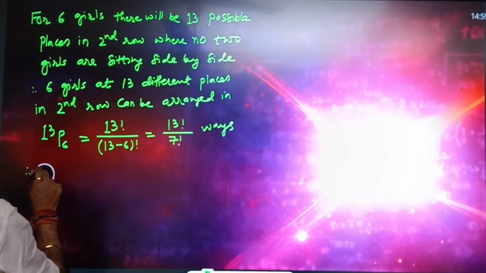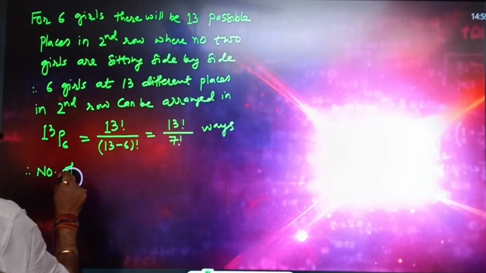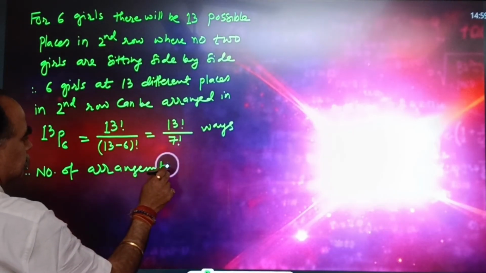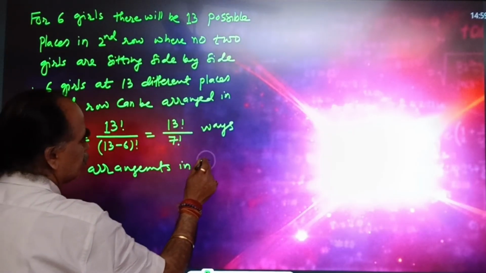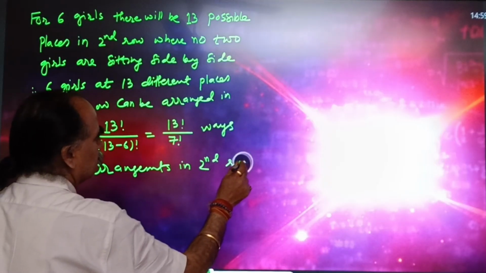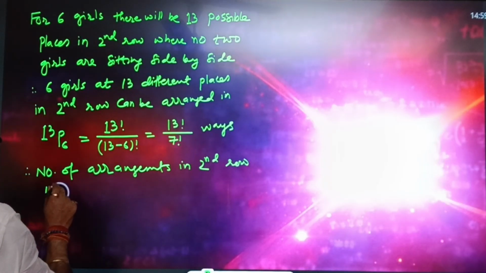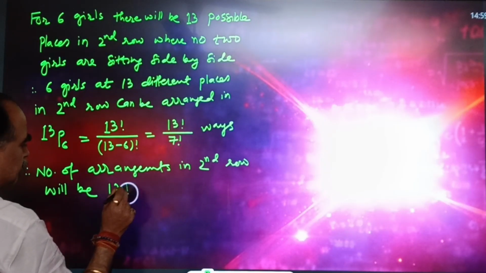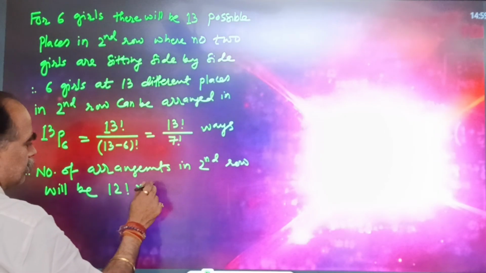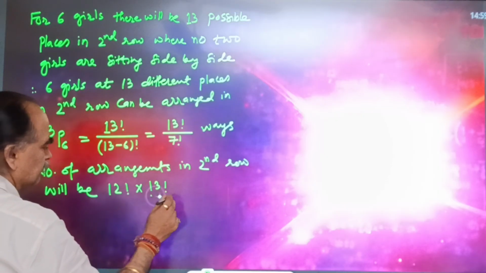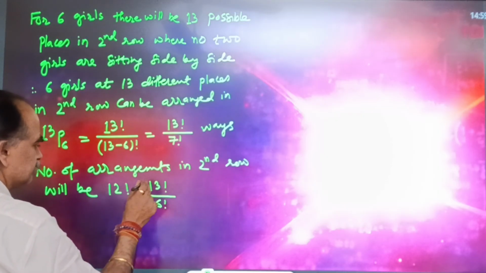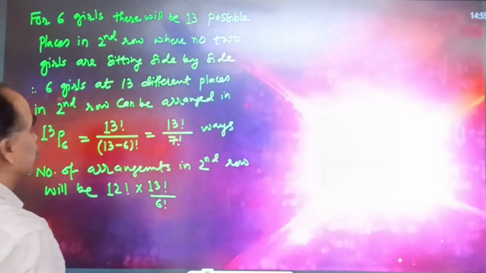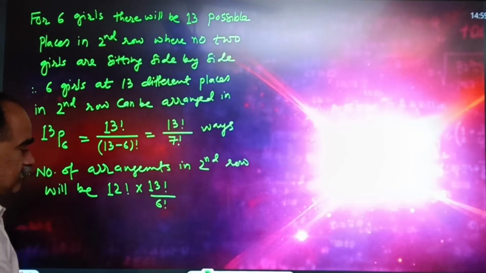Therefore, the number of arrangements in the second row will be 12 factorial for boys and 13 factorial upon 6 factorial for girls. This is the arrangement in the second row.